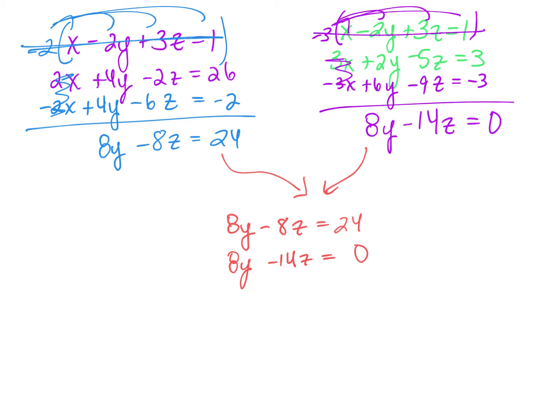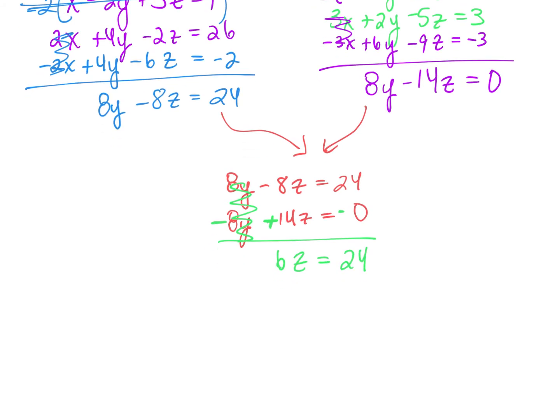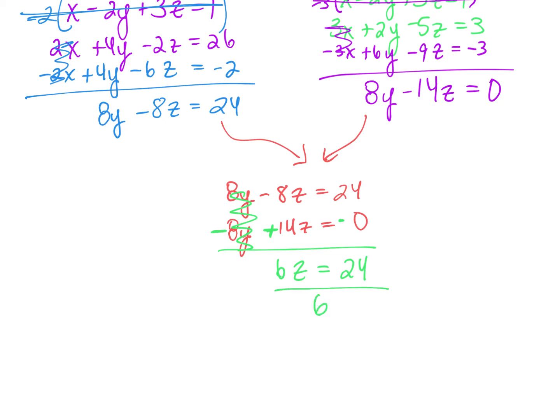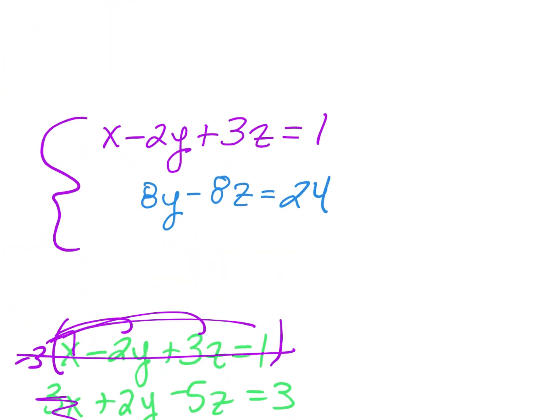Watch, I'm just going to go through and change. This positive 8y becomes negative. My negative 14z becomes positive. My 0 stays 0. I can write a negative there. It doesn't matter. But my y's will cancel out. What's a negative 8 and a positive 14? 6z equals 24 minus 0 is 24. Divide both sides by 6, right? And z equals 4. So we come back, way back up here, and I get z equals 4.